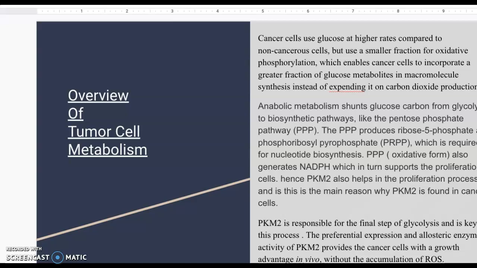This is why PKM2 also helps in the proliferation process and is the main reason why PKM2 is found in cancer cells. PKM2 is also responsible for the final step of glycolysis, and it's key in this process. The preferential expression and allosteric enzymatic activity of PKM2 provides the cancer cells with a growth advantage in vivo without the accumulation of ROS.